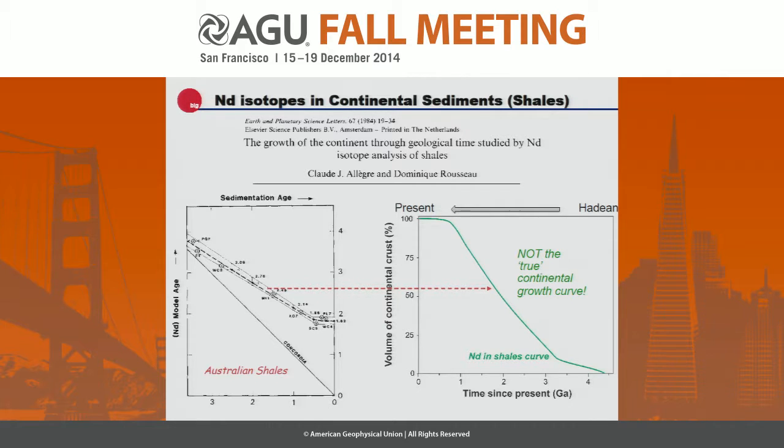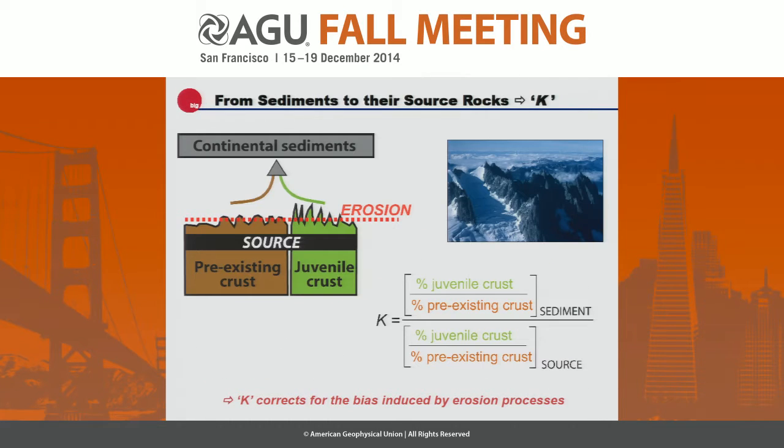And with that kind of curve, you can directly plot a continental growth curve. This is the green curve here. The scale is reversed, so this is the Earth formation now, and the present is on the left-hand side. But there is still an issue. This is not the true continental growth curve. That curve is biased somehow because we are analyzing sediments. So the main question here is to try and understand what happens when you switch from the magmatic to the sedimentary record. And this is a really simple representation of the model that Allègre and Rousseau used.